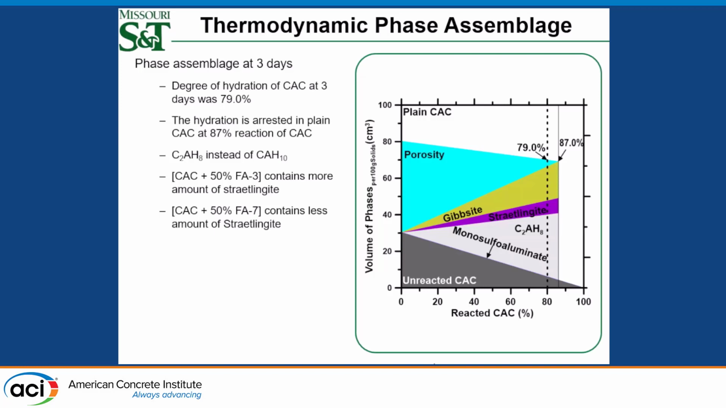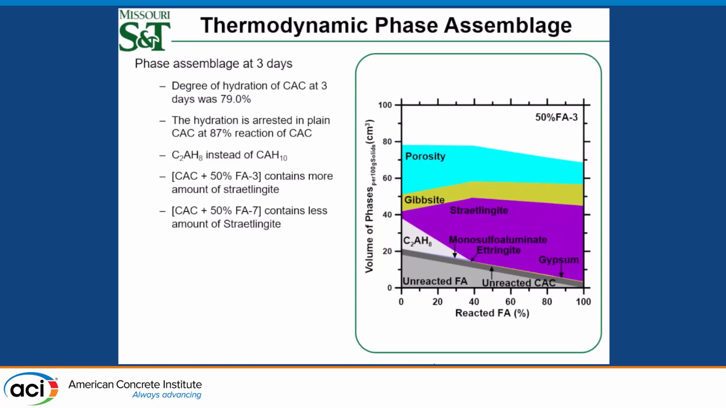Now, we did thermodynamic phase assemblage to see how the reactivity of flashes affects the hydration process. So for plain CAC, you can see at 79% we had a dashed line. So this is the degree of hydration of plain CAC at 3 days. We calculated this by taking the ratio of cumulative heat of CAC at 3 days to 21 days. At 87%, you can see that there is no water left, which shows that the hydration has been arrested because of less water.